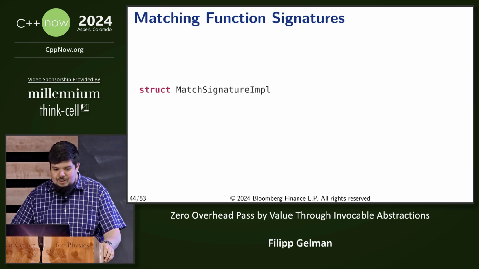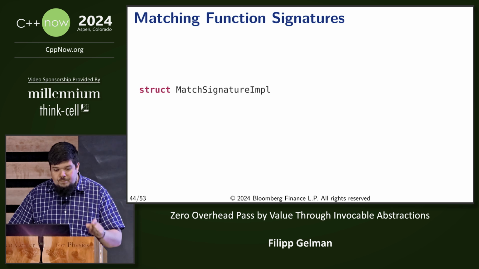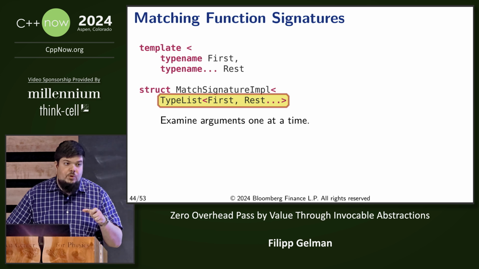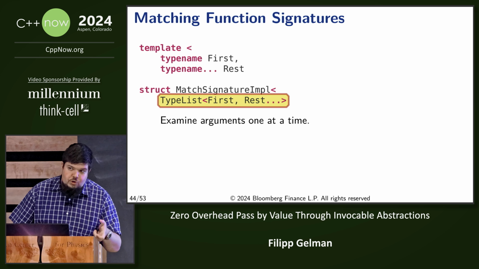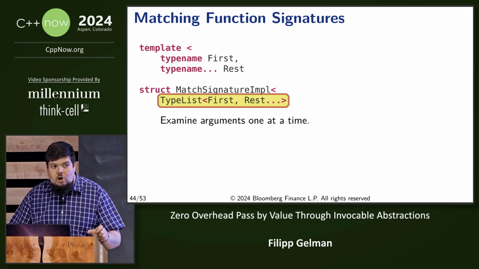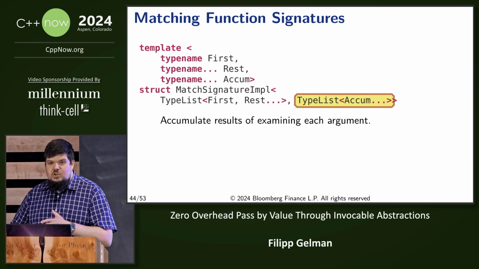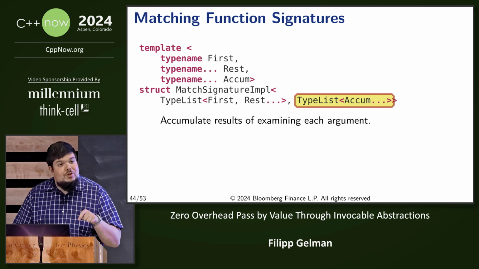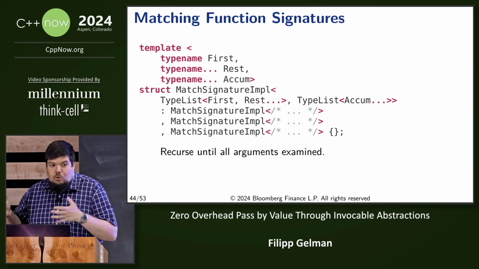So let's begin. Match signature impl is a template of two arguments. Both are lists of types. The first list is the list of arguments that we have yet to examine. Supposing that this list is non-empty, we have first and rest. The second argument is the list of function arguments that we have already examined. And we are just going to accumulate more and more into this list. And this struct gets a lot of partial specializations. And each specialization will recursively inherit from yet more of these.